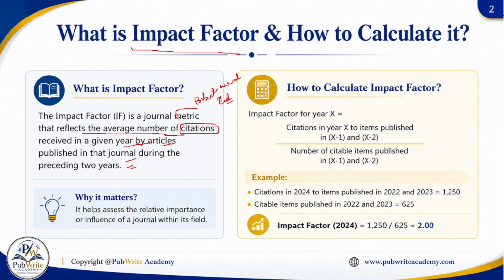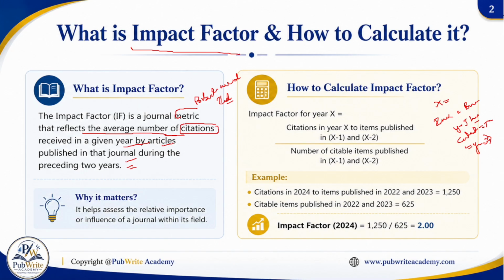So let's suppose a journal X has... The first thing is to understand this. The impact factor is calculated based on the papers published in a journal in the last 2 years, and the citations received by the published documents in those 2 years. Based on that, we can calculate the impact factor.